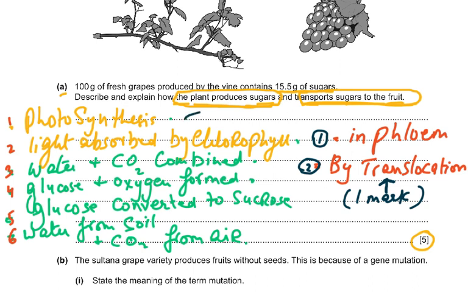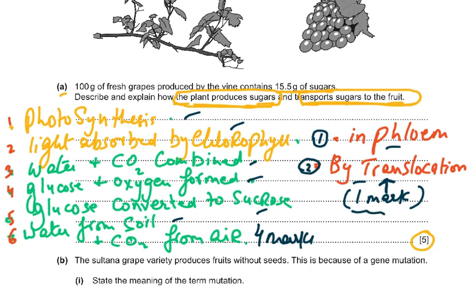So photosynthesis, 1 mark, light absorbed by chlorophyll, 2nd mark, water and CO2 combine, glucose and oxygen formed, glucose converted to sucrose, water from the soil and carbon dioxide from the air. But out of all these, even if you wrote all of them, I was only allowed to give you 4 marks. And you had to give me any one of these points in the phloem by translocation. If you said it's transported by the process of translocation, you got a mark. Or if you said in the phloem by translocation, you'd still get only 1 mark.